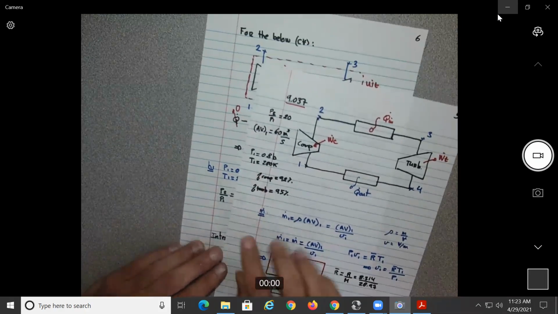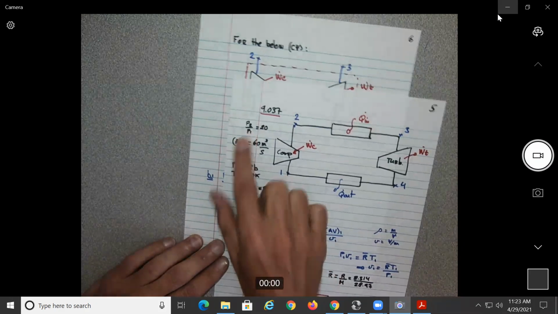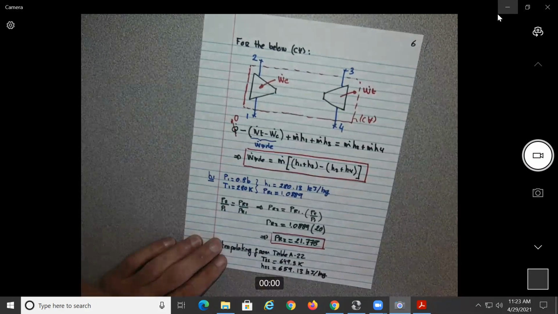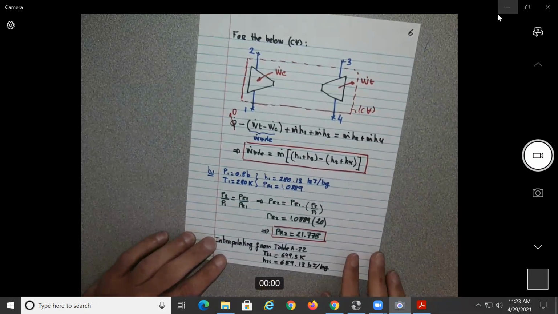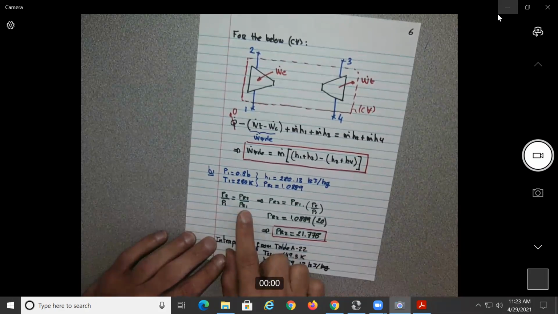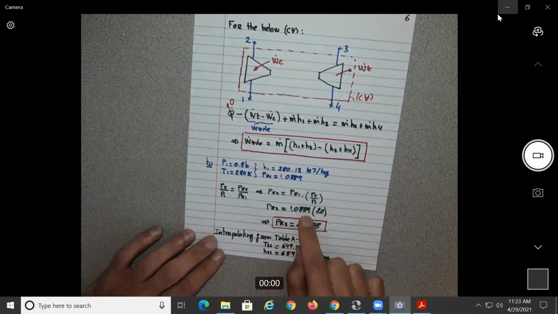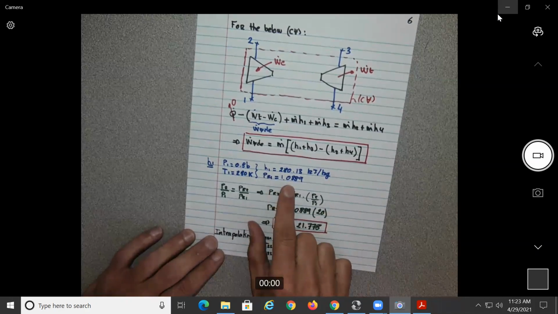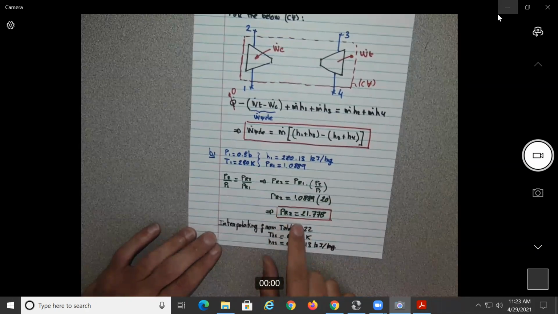Now for state 2, we need to know two things. So what are the things we know? We know the compression ratio. And if you remember, we derived these isentropic relations, which is P2 over P1 equal Pr2 over Pr1. And we find the Pr value from the table. That was 1.80889. So from here, we can calculate P2.